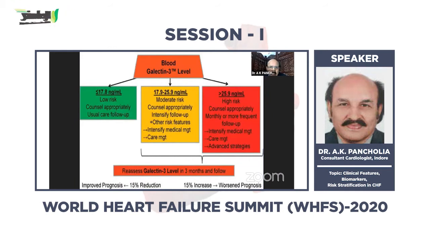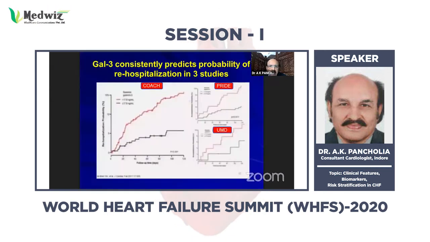And the cutoff point: less than 17.8 nanogram per ml is low risk, 17.9 to 25.9 nanogram is moderate risk, and more than 25.9 nanogram is high risk. And it is to be reassessed after 3 months. And after 3 months, if there is a 15% reduction, then the prognosis is better compared to when there is a 15% increase, the prognosis is worse.